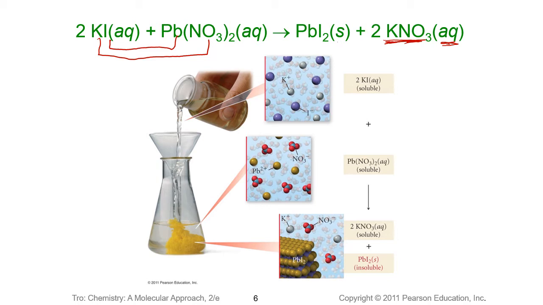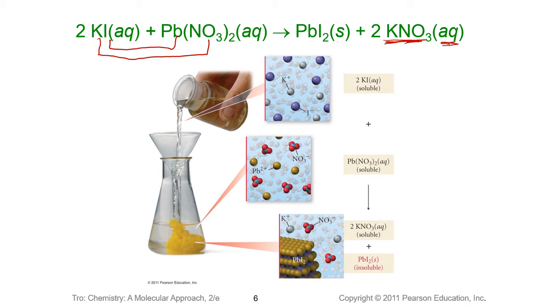And so in this particular example, we take two clear colorless solutions, and when we add them together, we get a fluorescent yellow solid. It's kind of an impressive reaction.